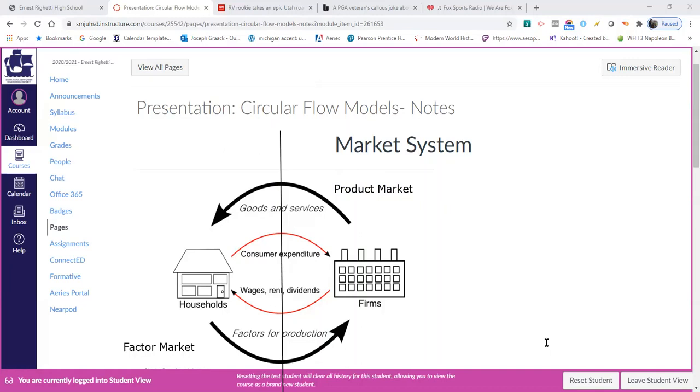So from there, what you can see is households, and that's you and I, provide the factors of production. The factors of production, again, are land, labor, capital, and business knowledge. We sell those things basically to businesses and firms in exchange for wages, rent, and dividends. In other words, money, right? We get money for working a job.